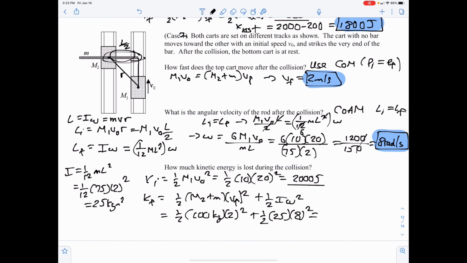So 2 squared is 4 times 100 times 1/2 would be 200, plus, and then here we have 8 squared is 64 times 25 divided by 2 is 800, equals 1,000 joules. So kinetic energy lost is 2,000 minus 1,000 equals 1,000 joules.